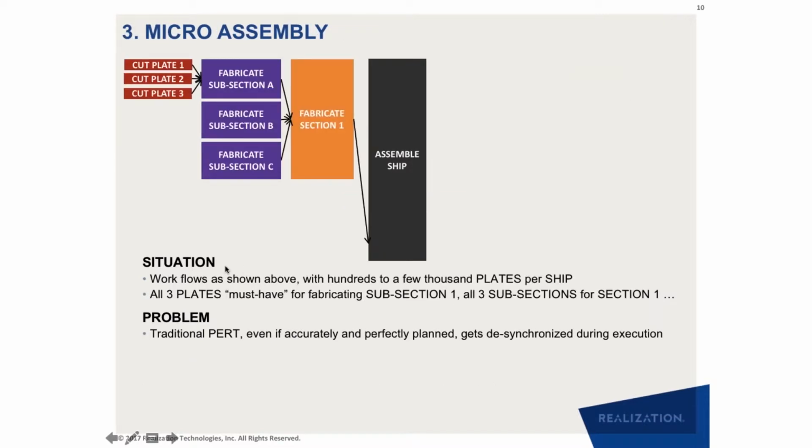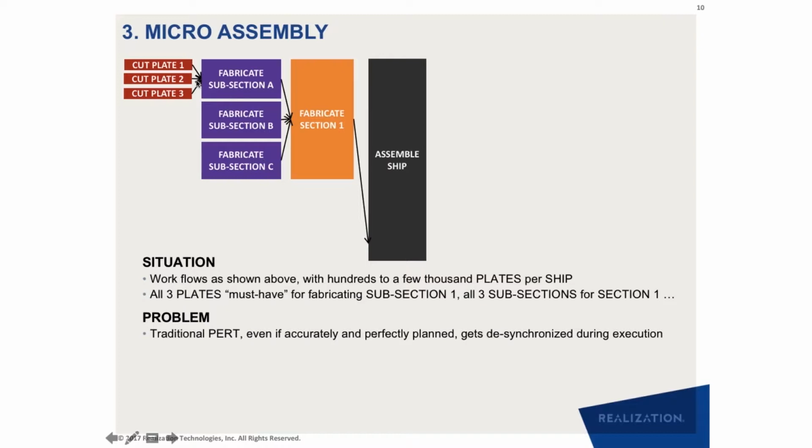A third example, which is again very interesting, is microassembly. So let's take the example of shipbuilding. Shipbuilding is pretty simple. A ship is nothing but you cut a lot of plates, you fabricate them, you make subsections, and then you fabricate sections, and you take different sections and assemble the ship. After this ship is done, then you do outfitting, electrical, plumbing, all the other outfitting things that you need to do. But the basic ship is nothing but a lot of steel cut and welded together.